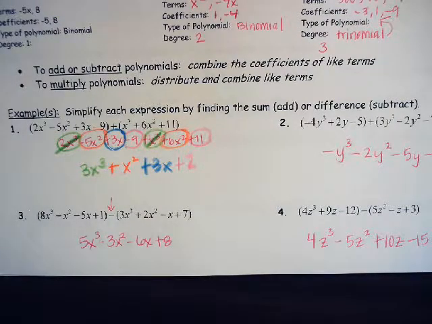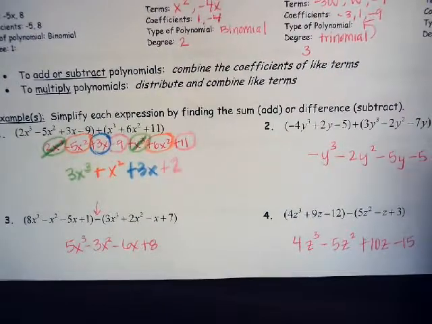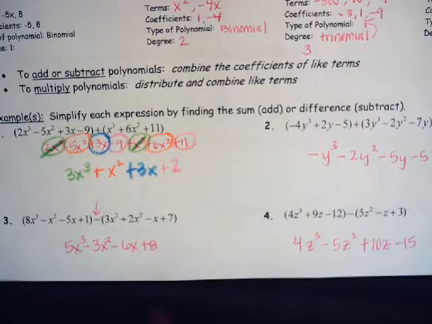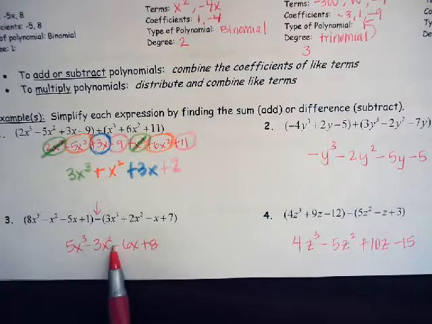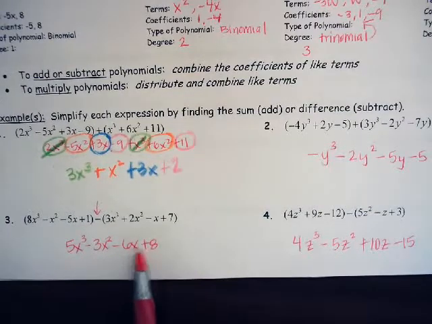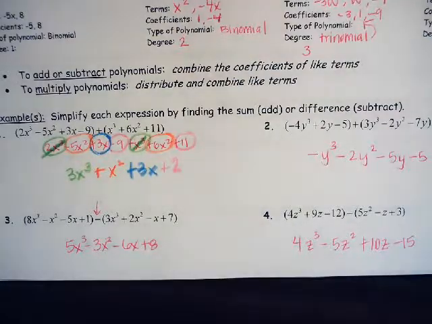Okay, here's the answers to 3 and 4. I want you to notice one thing. I didn't specify that order mattered, but on a polynomial, we always like to write them in descending order, which means we take the highest exponent first, then the second, and we go all the way down. So we usually put our constant last.